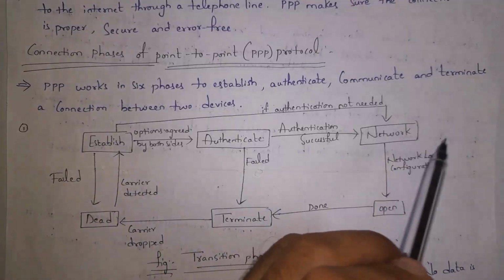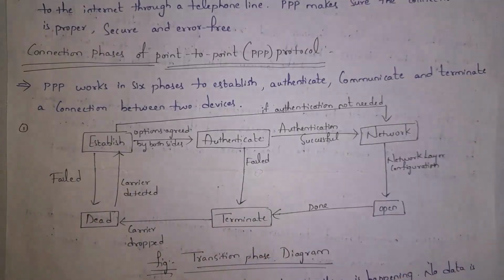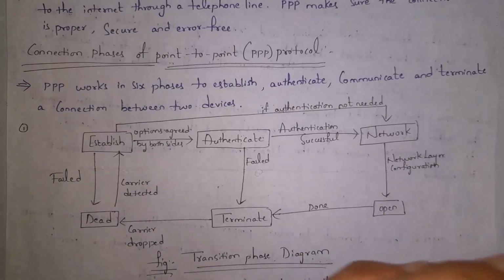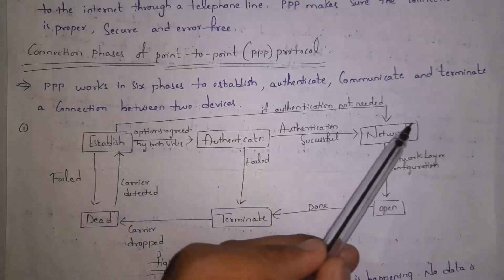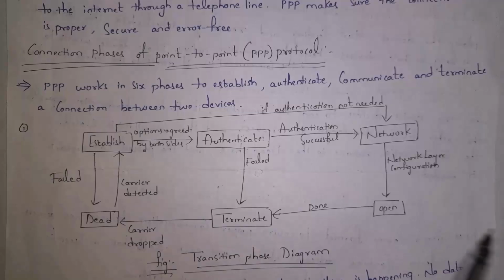And in network phase, computers will decide which data they want to send, either photos or PDF files or movies etc. And they will also decide protocols, whether IPv6 or IP protocol. After network phase, device will move to open phase. In open phase, devices can communicate with each other by sending and receiving actual data. Once data transfer is successful, the connection will be removed.